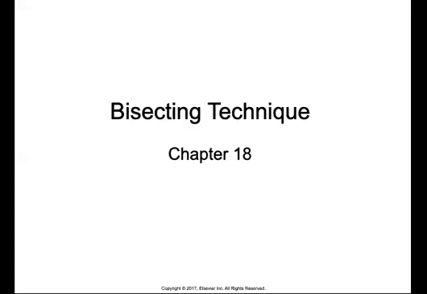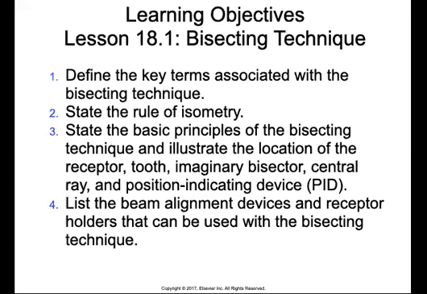Okay, now we're moving on to the bisecting technique in chapter 18. Going over some of the learning objectives, we'll discuss the key terms associated with the bisecting technique. We'll state the rule of isometry, the basic principles of the bisecting technique, and illustrate the location of the receptor, tooth, imaging bisector, central ray, and the PID.